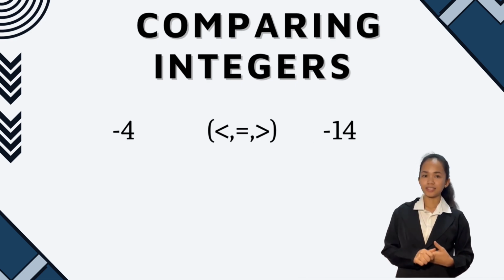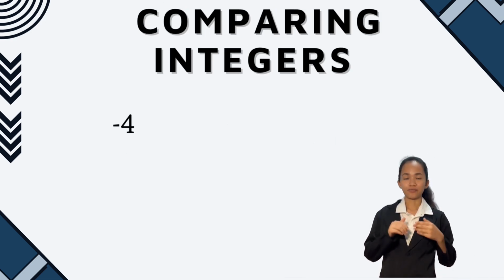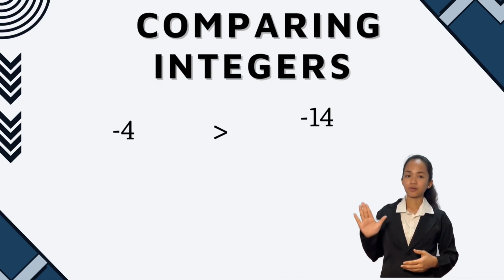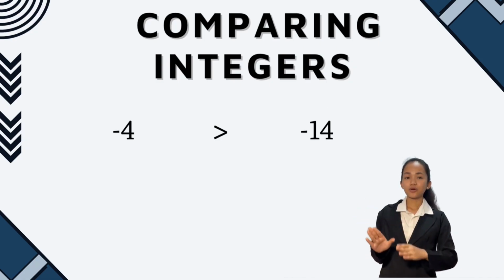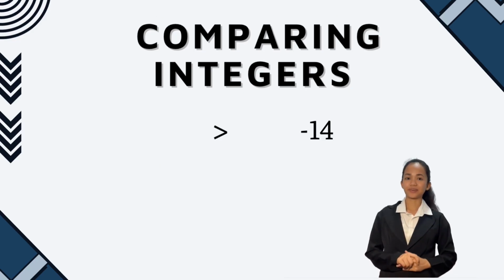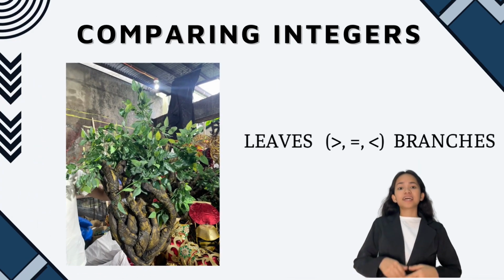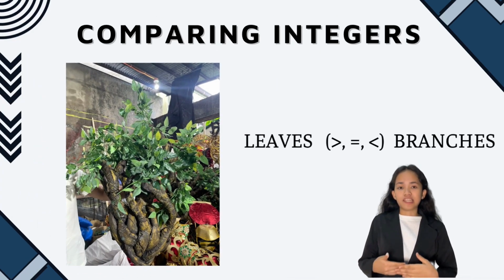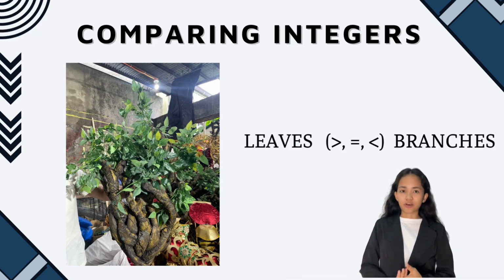Another one is negative 4 and negative 14. Which do you think is higher, class? Of course, negative 4 is higher or greater than negative 14. So, the sign should be on negative 4. Perfect. This applies to everything, class. So take the next slide example.